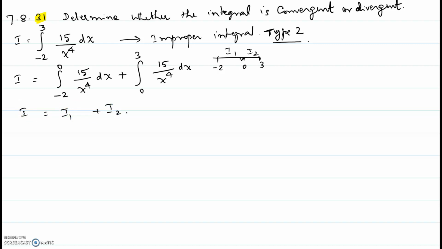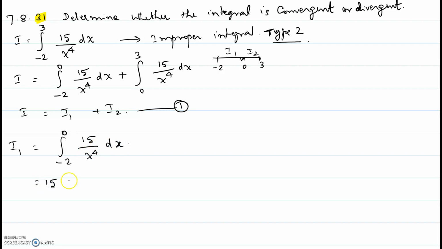Even if one of them is divergent, then the whole integral is divergent. If one of them is convergent, we have to find out the other one and see whether it is convergent or divergent. So let's do the first part, I1, which is the integral from -2 to 0 of 15 over x to the power 4 dx.